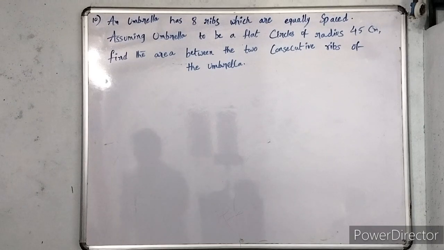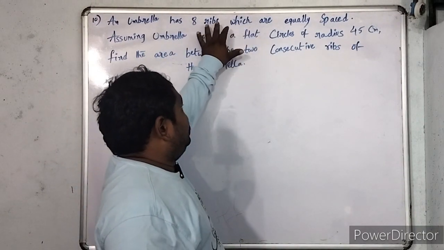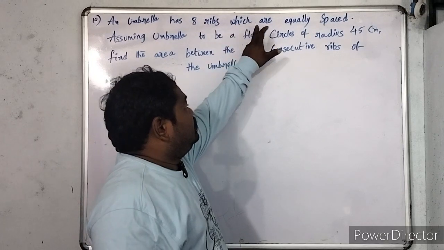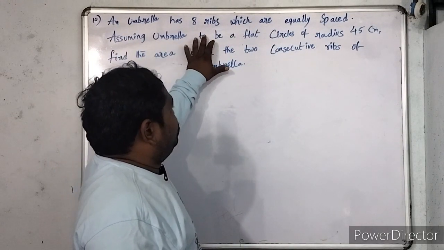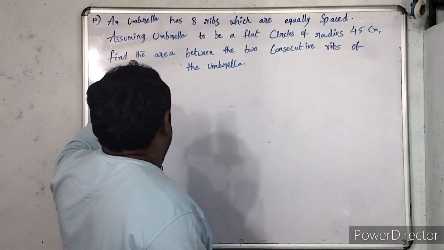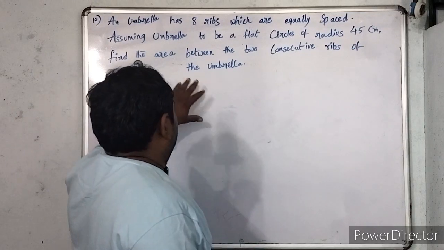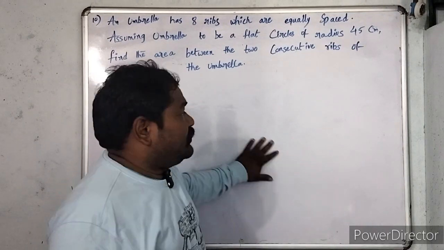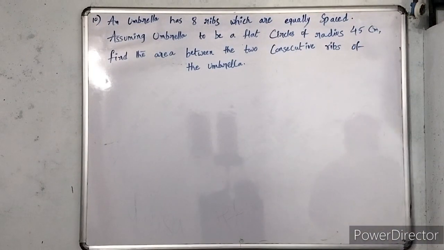Next question, 10th one. An umbrella has 8 ribs, which are equally spaced. Assuming the umbrella to be a flat circle of radius 45 centimeters, find the area between two consecutive ribs of the umbrella.